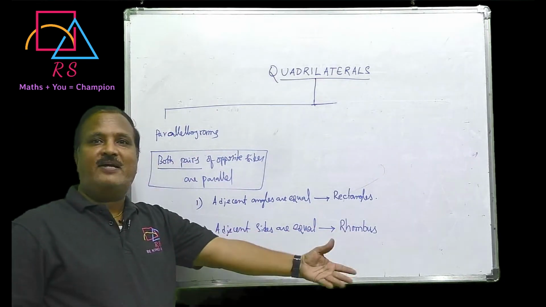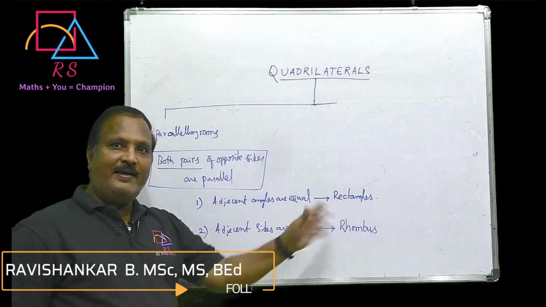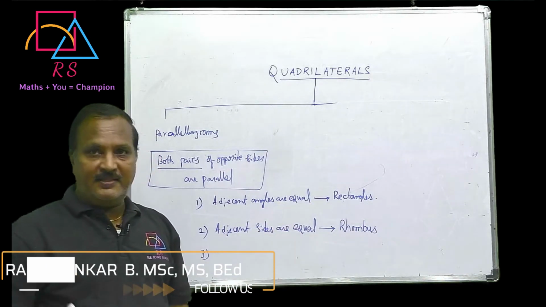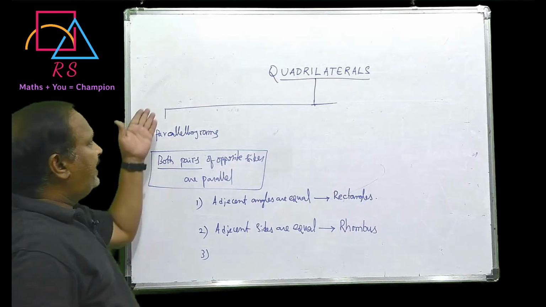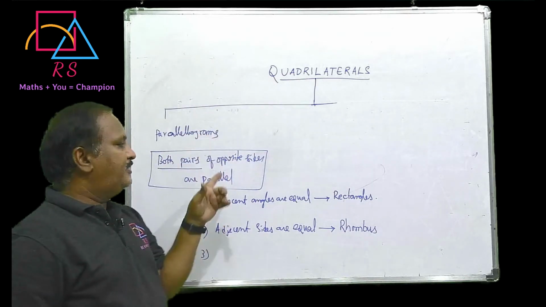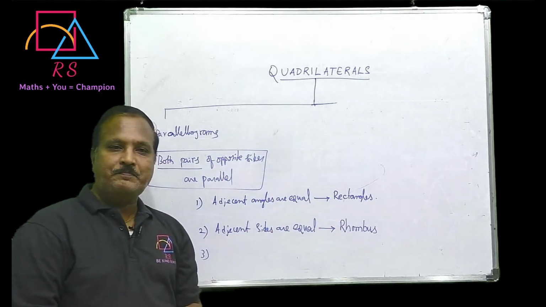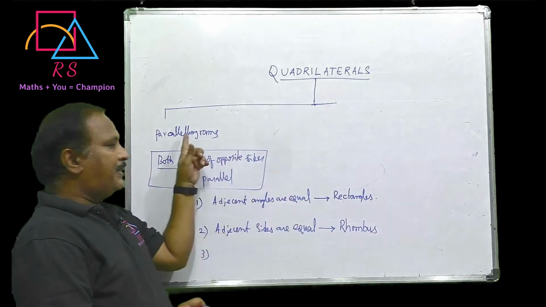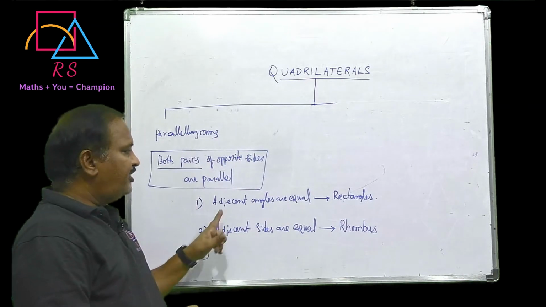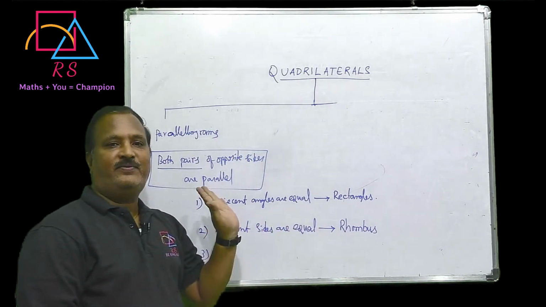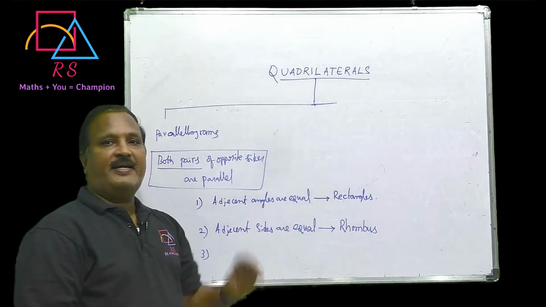Till now you must have learned in a different way: rectangle, all angles 90 degrees. Like that you must have learned. But as you have come to 9th class, this is the proper definition. So then what is a rectangle? A rectangle is a parallelogram in which adjacent angles are equal. This is the definition of a rectangle.